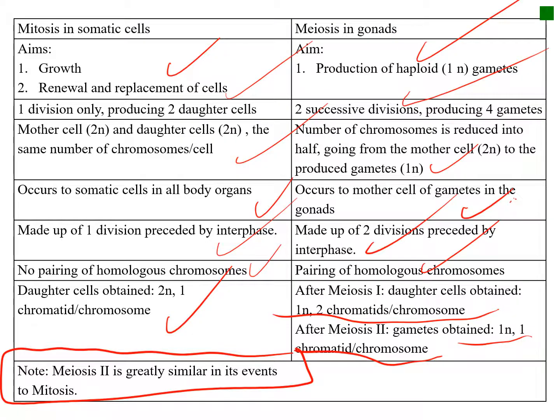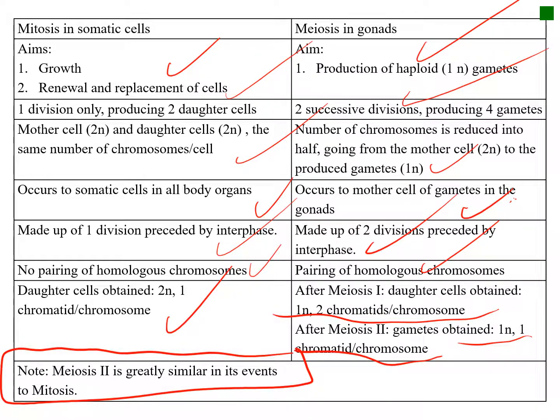4 daughter cells. So the difference between somatic mitosis and meiosis. Mitosis occurs in somatic cells, while meiosis occurs to the mother cell of gametes. Mitosis aims for growth, renewal, or replacement of old cells. Meiosis aims for production of gametes. One division only, 2 daughter cells. Two divisions, 4 daughter cells. In mitosis the mother cell is 2N and daughter cells are 2N, while in meiosis the mother cell is 2N and gametes are 1N.